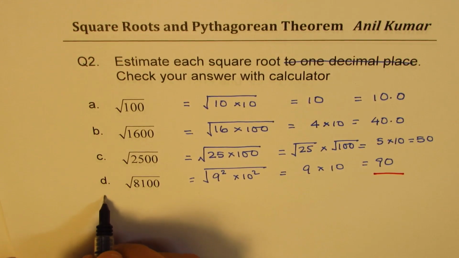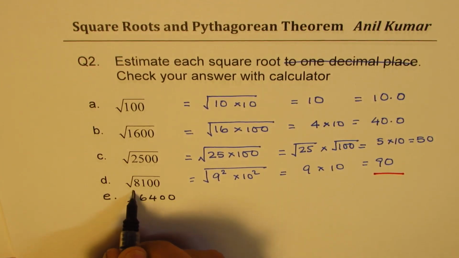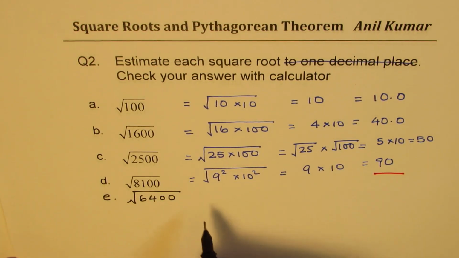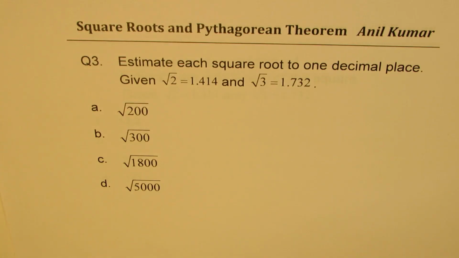Now this question is for you to practice. So let me write square root of 6400. Use any of these methods and find your answer, the exact value. Let's move on and take question number 3.